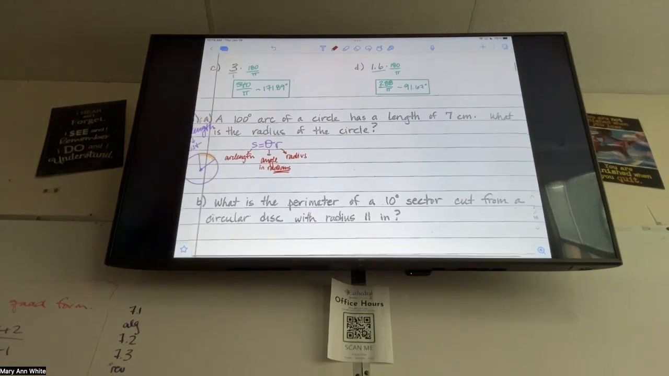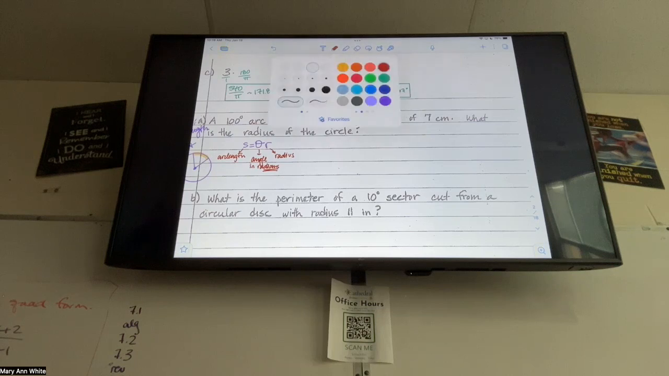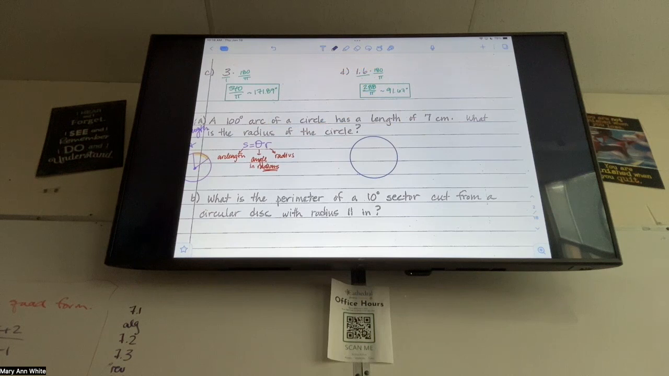This problem says, I'll get rid of the calculator for now. It says a 100-degree arc of a circle has a length of 7 centimeters. What's the radius of the circle? Okay, let's draw a quick picture with this. So I've got this little diagram right here, something like that.